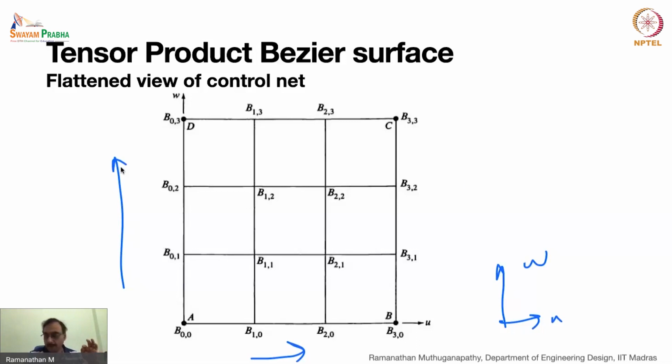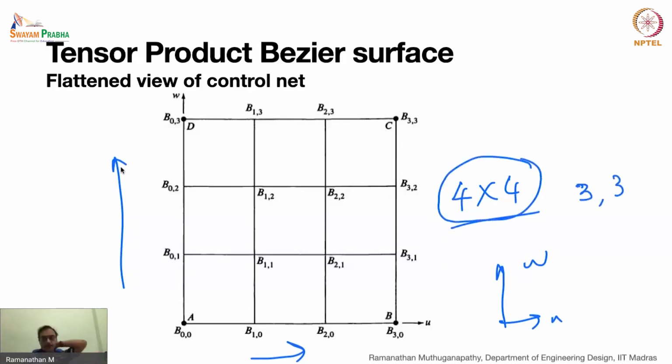4 by 4. Okay, this is a 4 by 4 control net. So what is the degree of the curves in either direction? It will be 3. It will be cubic in either direction. So this is a bicubic Bezier surface that you will generate.